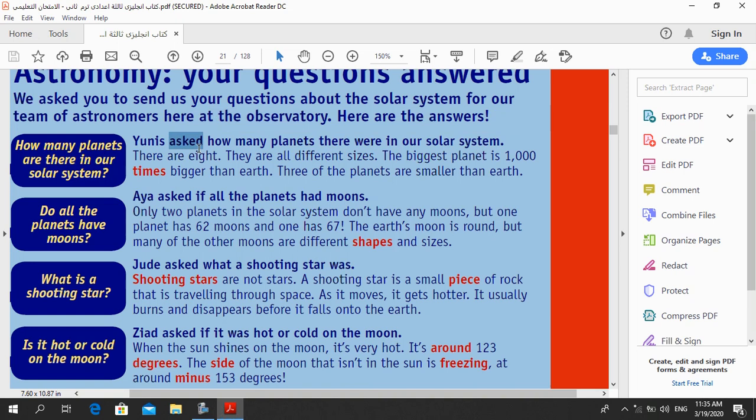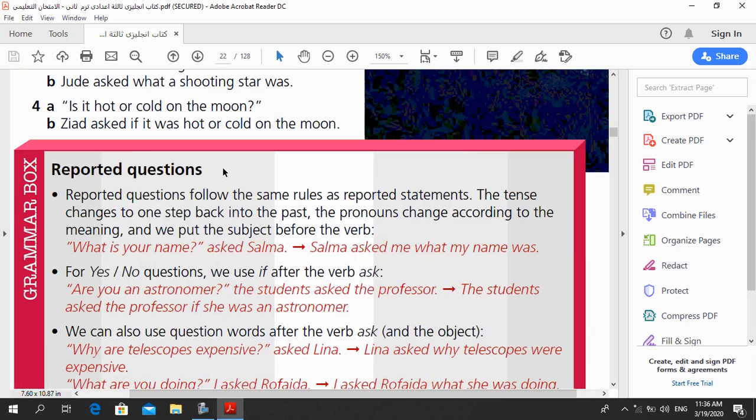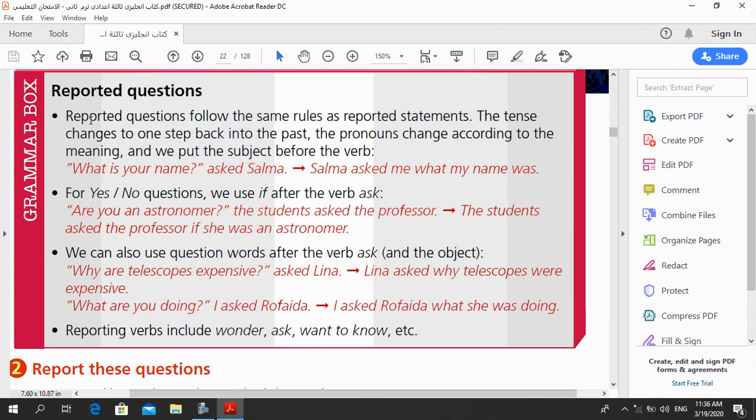When you report what other people said, you don't say the exact words that came out of their mouth. No, you say what they said. So Eunice asked how many planets there were in our solar system. This is a very important lesson in grammar. Reported questions follow the same rules as reported statements. "What's your name?" asked Selma. Selma asked me what my name was.